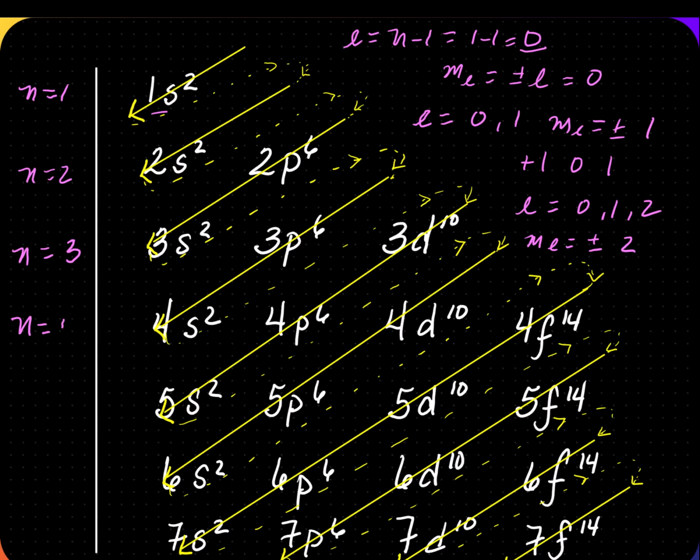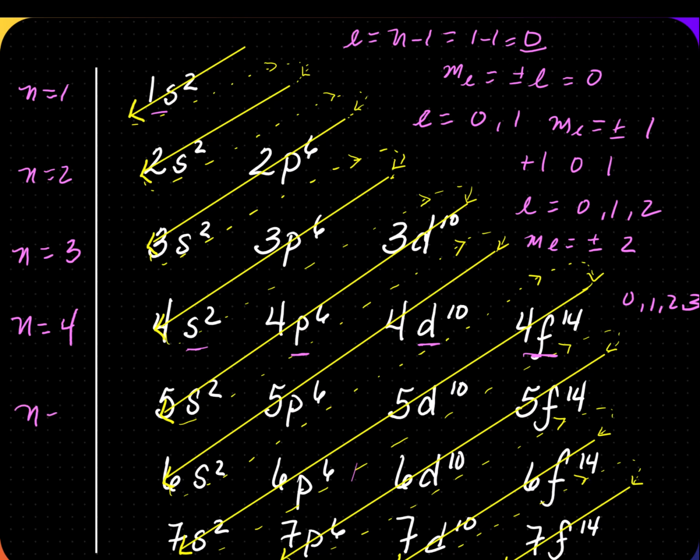When n is equal to 4, the possible values of L are 0, 1, 2, and 3. 0 represents S, 1 represents P, 2 represents D, and when L is equal to 3, the shape of the orbital is an F. And so if I find the magnetic quantum number, it's plus or minus 3, so it's plus 3, plus 2, plus 1, 0, minus 1, minus 2, minus 3, which gives you 7. So 7 times 2 is 14 maximum electrons.